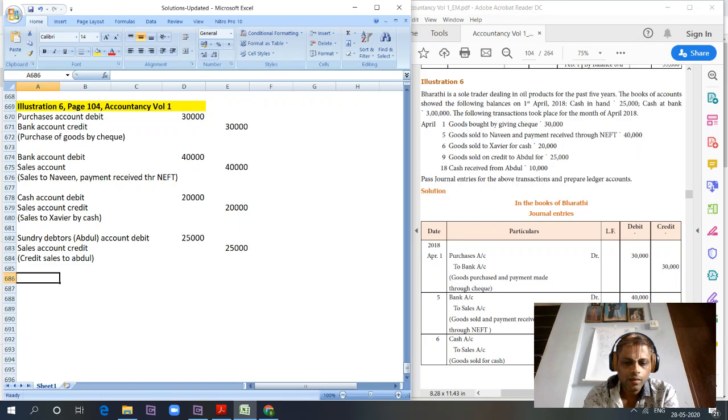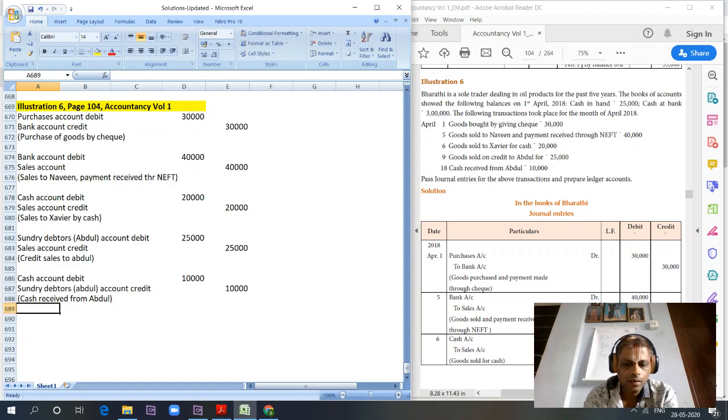Next journal entry is cash received from Abdul, 10,000. So cash account debit. Sundry debtors, Abdul, account credit 10,000. Cash received from Abdul.